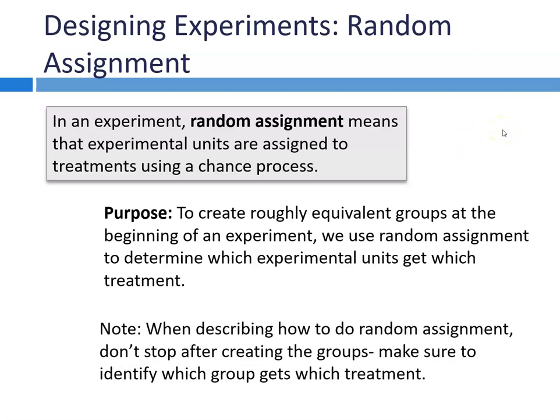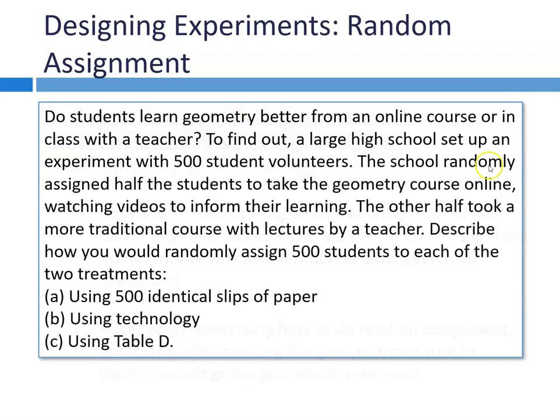Just a note, when you are describing how to do random assignment, don't stop after creating the groups. Make sure to identify which group gets which treatment. There's lots of ways to do random assignment. You can use all the strategies we use for a simple random sample. You can use slips of paper, you can use technology, a random number generator, or you can use a random digit table like Table D from our book.